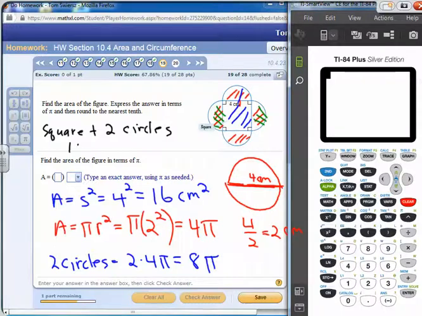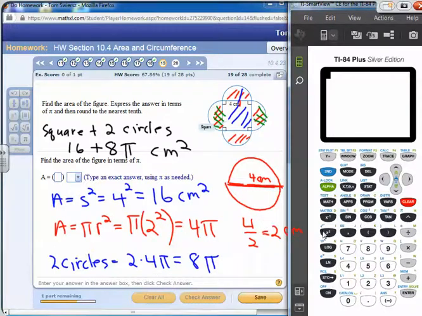So the square is 16. The 2 circles, which would be equivalent to 4 semicircles, is 8 pi. Now notice, you cannot combine the 16 and the 8. You got to leave them separate because this is multiplied by pi. And again, everything is in square units, square centimeters. So there's our answer, 16 plus 8 pi.